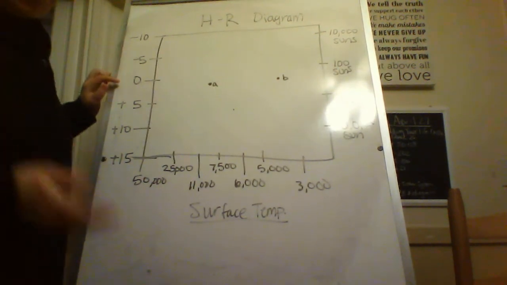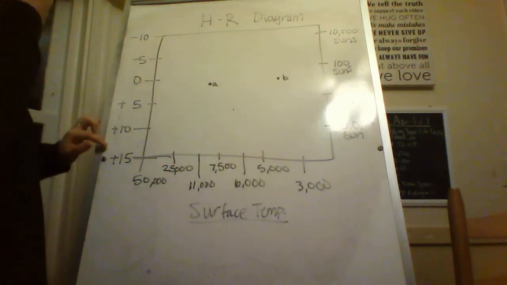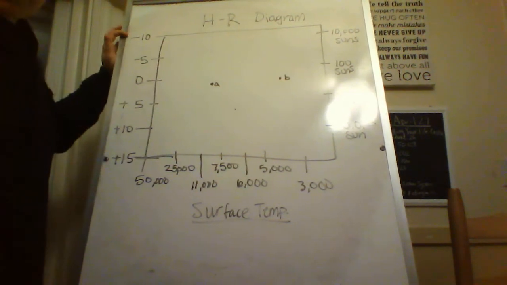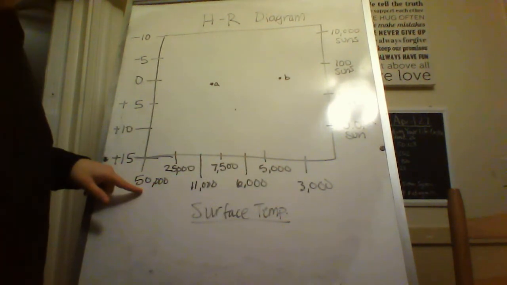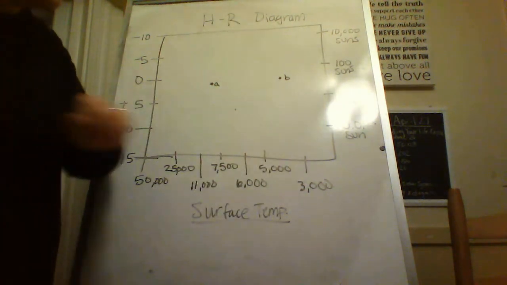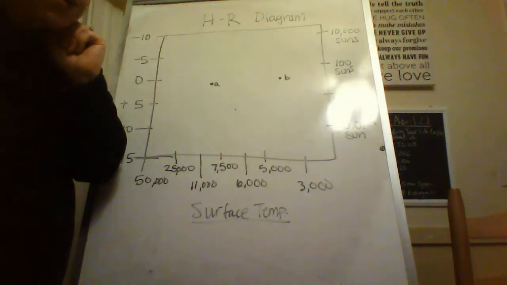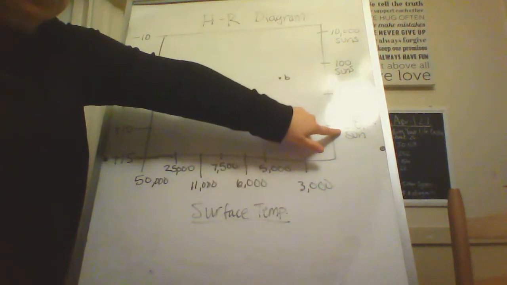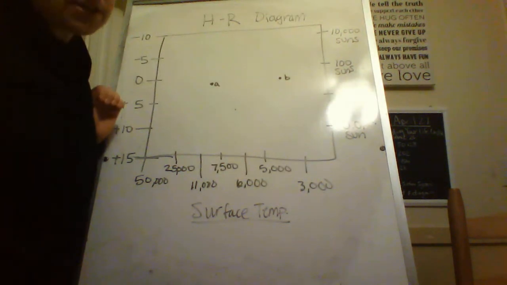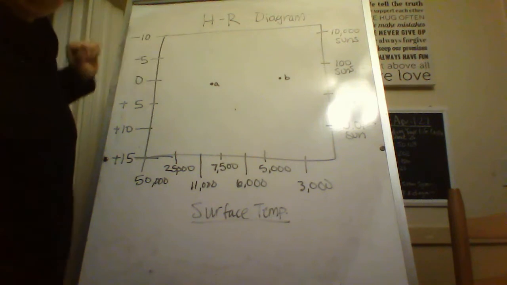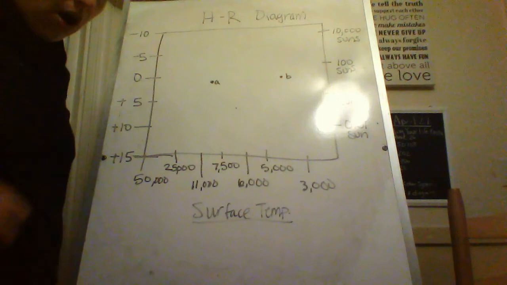Okay, so on the side here of the chart, we have the absolute magnitude, going from positive 15 to negative 10. On the bottom, we have the surface temperature going from 50,000 kelvins to 3,000 kelvins. On this side, we have the luminosity, comparing it to our own sun. So we have 1/100th of our sun's luminosity up to 10,000 times our sun's luminosity. And then it's labeled on the top as our HR diagram. All right, we have A and B have already been plotted for us.